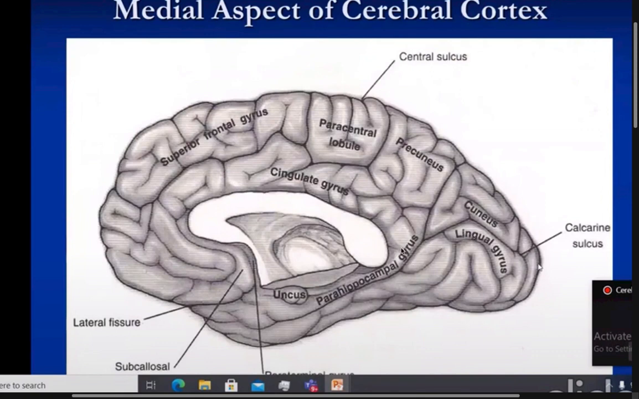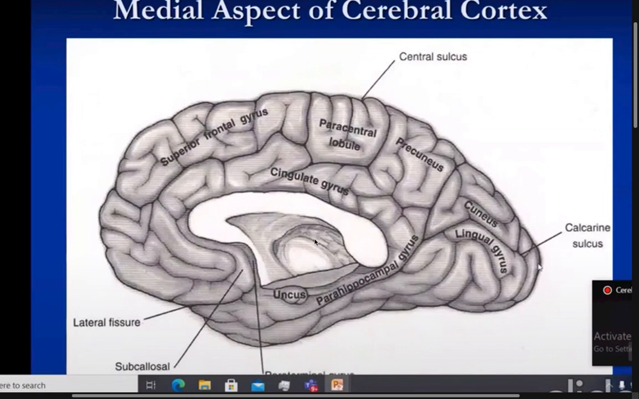This is the parahippocampal gyrus, which terminates anteriorly with a hook-like structure called the uncus. So the parahippocampal gyrus is located anterior to the lingual gyrus and terminates more anteriorly with the hook-like structure, a small depression called the uncus.